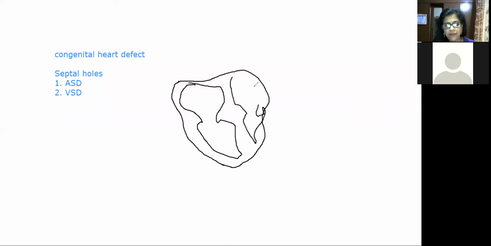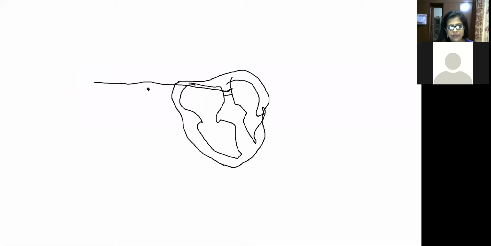I'm sorry, ventricles. Normally this is the interatrial septum. This is the interventricular septum. Sometimes you may get an opening here. By birth, the baby will not have completion of this. This is the opening found between the two auricles. We call this the ASD, atrial septal defect. ASD is the atrial septal defect. Okay, let me erase this and draw it once again.